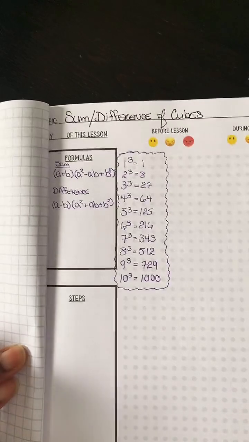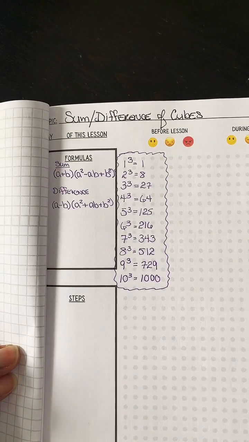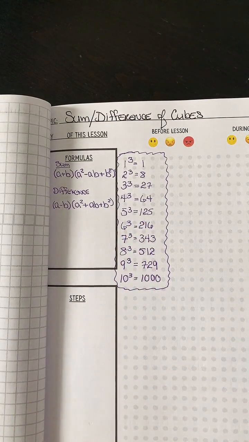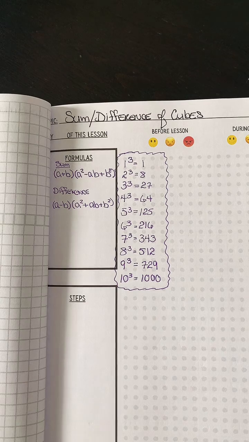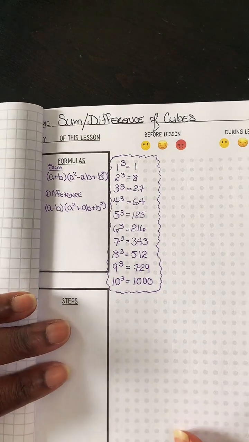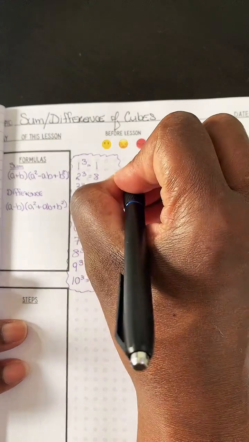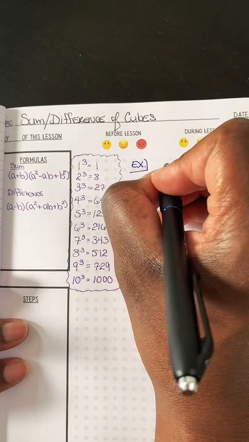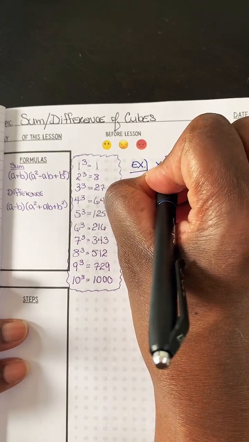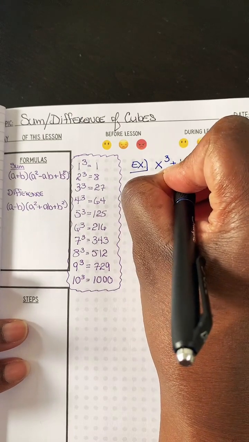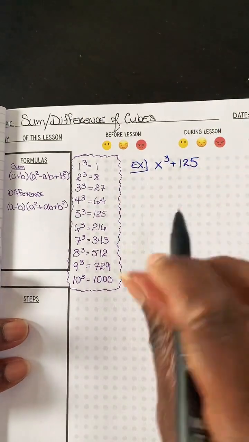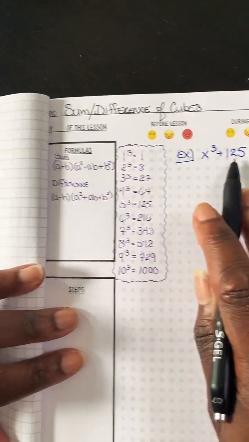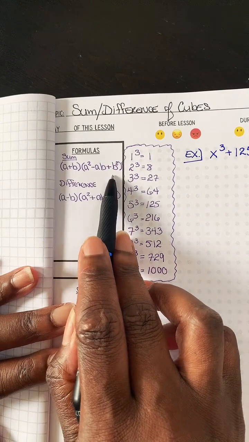All right, so here we go. If anything, we're looking at the sum and the differences of cubes. When we're talking about the cubes, let me show you through examples. I think that'll be so much better. When you have x cubed plus 125, since we're adding these, we're going to find a way to factor it. Since it is addition, we're looking at the sum of cubes.